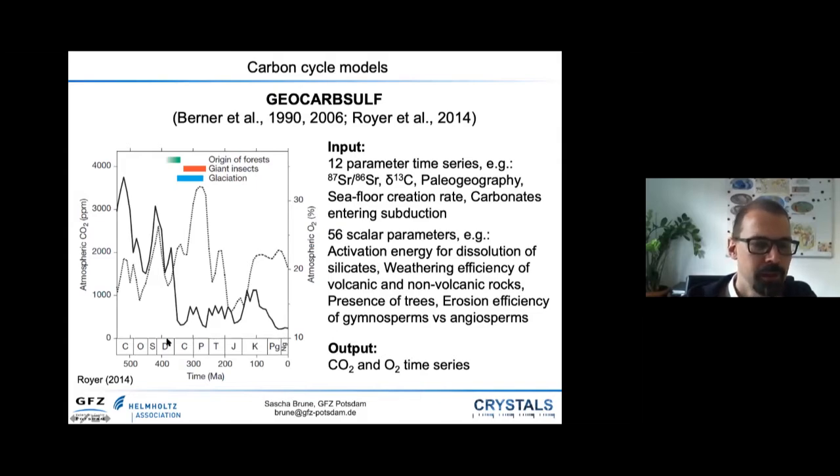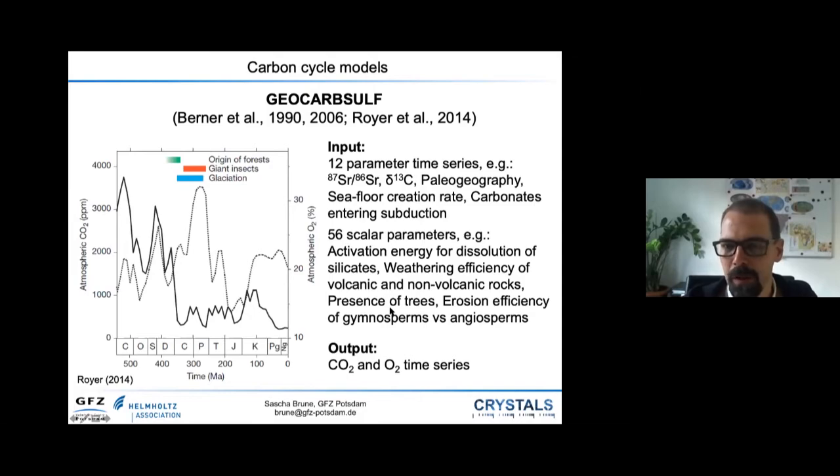This is a classical image from an output from these carbon cycle models, from GEOCARB, that shows one particular feature. This is atmospheric CO2 over time, and the dashed line is the atmospheric O2 over time. And what they highlight here is the origin of forests.